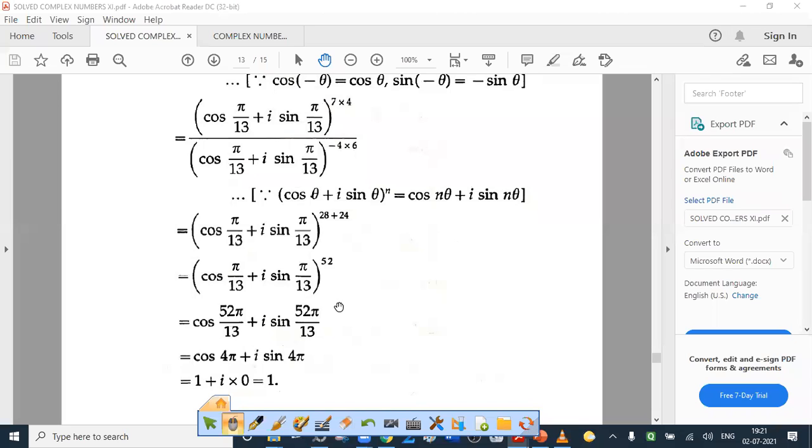If you haven't understood this, just remember that cos 4 pi is 1, sin 4 pi is 0. So the final answer is nothing but 1.